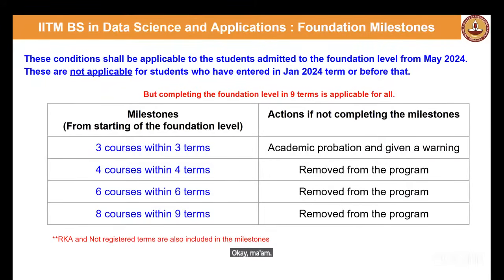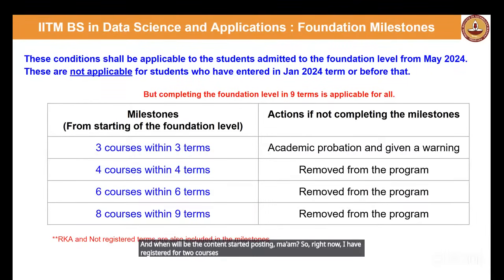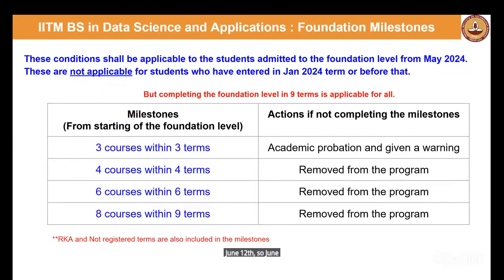Another question: when will the content start being posted, ma'am? Right now I have registered for two courses. June 12th is when the courses are going to commence. Can I also register for another course right now, ma'am? No, not possible. Then I would have completed only three courses by September 2026. In September 2026, you have a term registration where you can register for one more course. Okay, ma'am. Done.